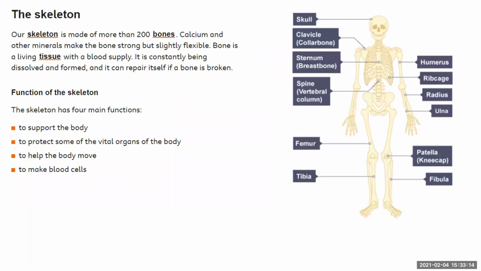Now, if you look carefully at this diagram, you will see inside the skull is where your brain is protected. Behind the sternum is where your heart is. This area here, your rib cage, inside it is where your lungs are.